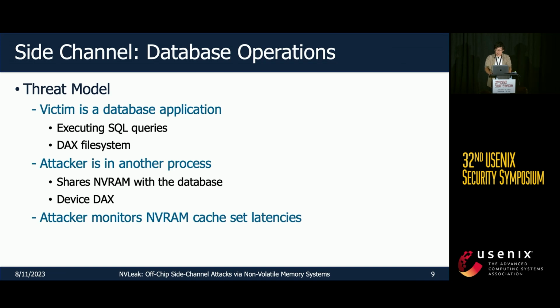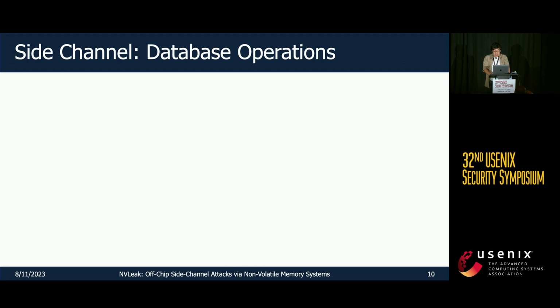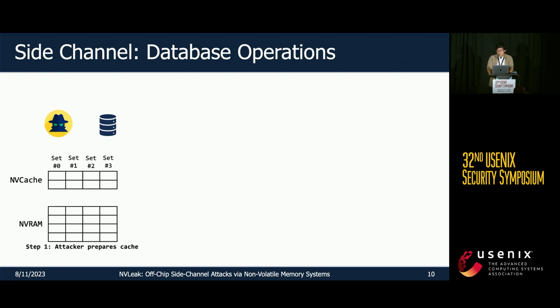Here we first demonstrate an example side channel attack that leverages the NVCache to leak the database operations. We assume that the victim is a database application that executes normal SQL queries, with data stored in a DAX file system on non-volatile memory. An attacker is just another process that shares the non-volatile memory DIMM with the database, but there's no overlapped shared memory. In other words, the attacker and victim share the non-volatile memory hardware, but they are using different memory regions. In this threat model, the attacker can monitor the access latency of the NVCache blocks and further detect the victim SQL operations.